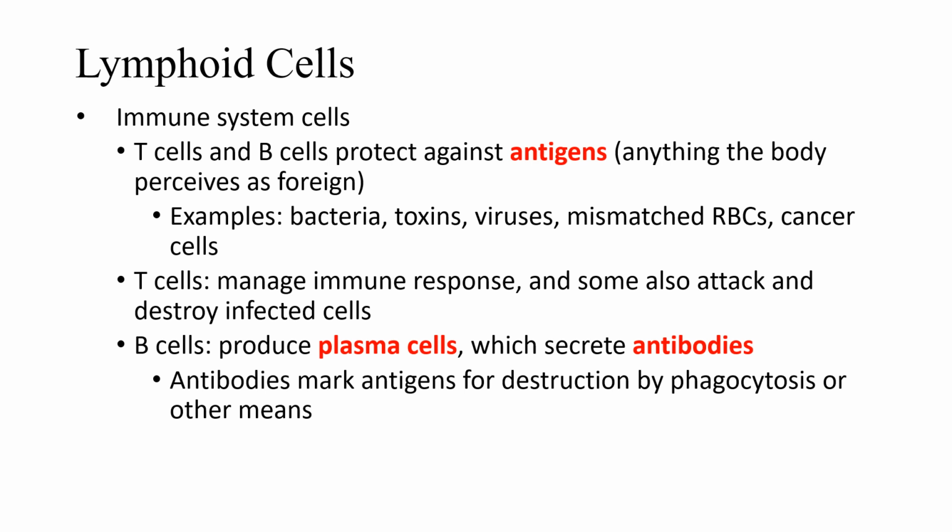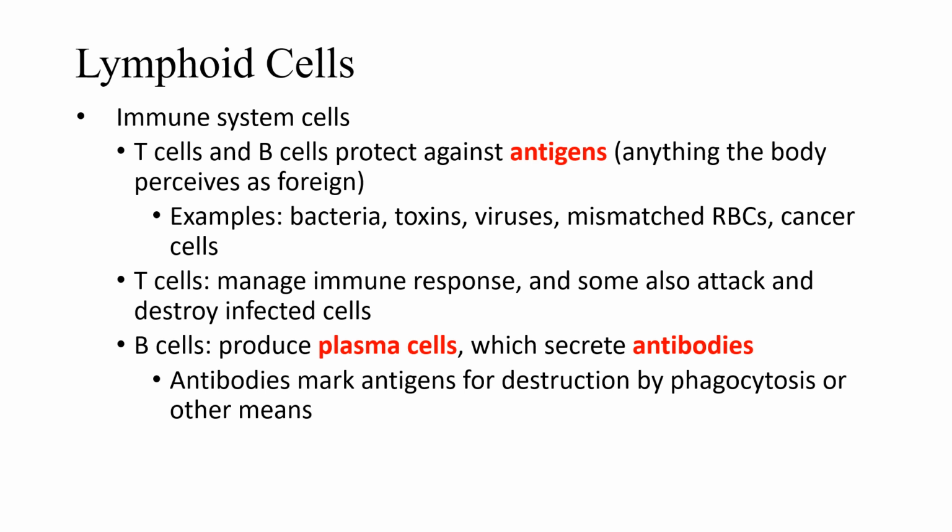So T and B cells' job is to protect us against antigens. Antigens are non-self. They're anything the body's going to recognize as something that should not be here. And so examples of this include pathogenic bacteria, toxins, viruses, if something is wrong with a non-healthy cell, even cancer cells.